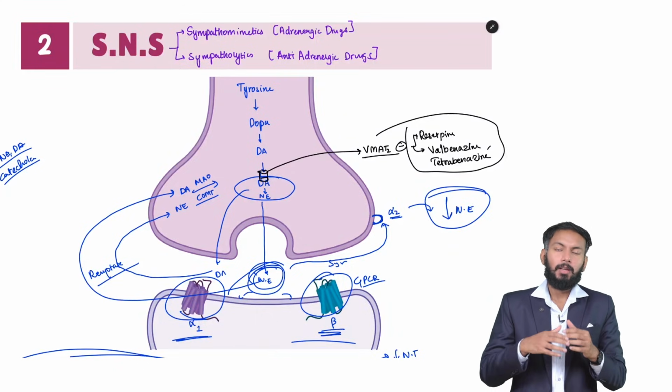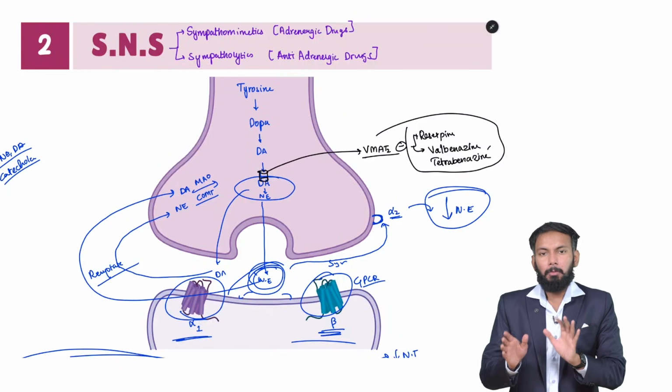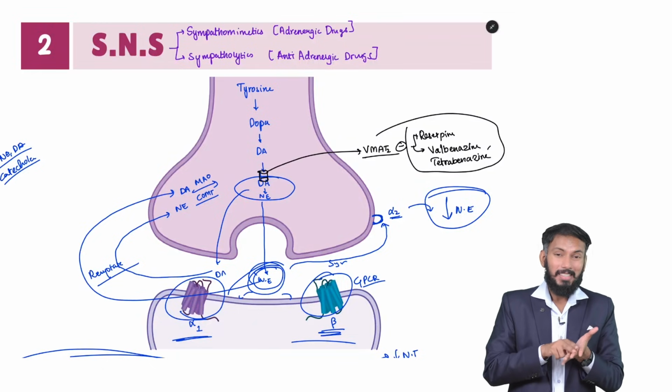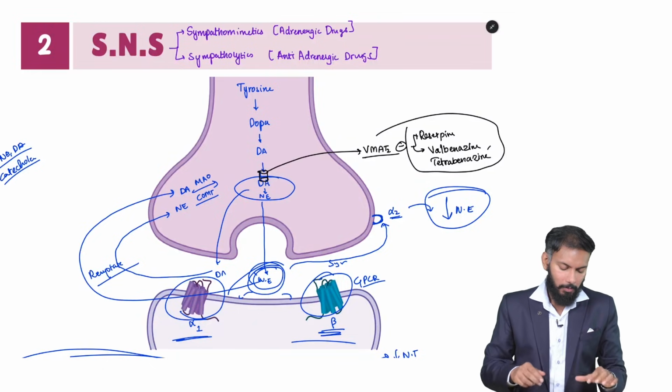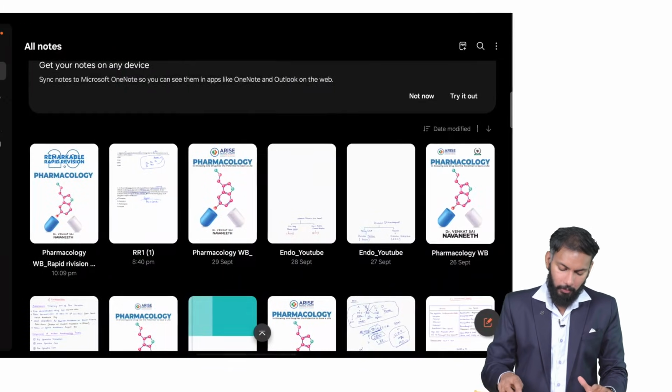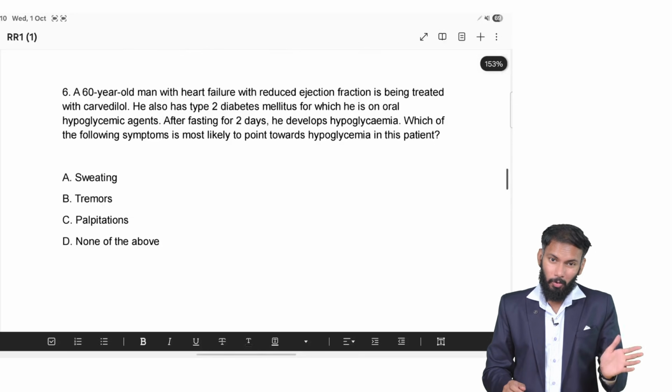We'll study it there. Now, alpha blockers, beta blockers. Alpha blockers are very important, especially phentolamine, prazosin and silodosin. You have to know this. So this is about the sympatholytics. If you understood this much, then we'll try to solve the MCQs and we'll go into the next chapter.